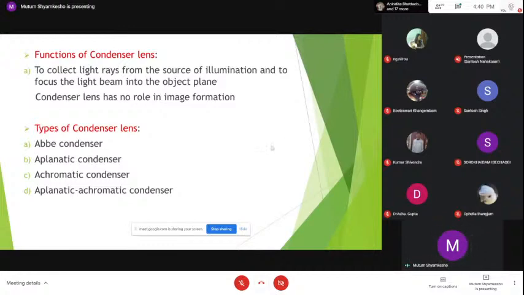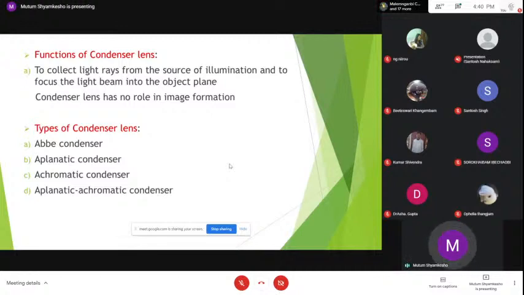Then the last one is the aplanatic achromatic condenser. It is the most corrected form of condenser lens, and this type of condenser lens has the highest level of correction of the optical aberrations. It is corrected for both spherical as well as chromatic aberrations.